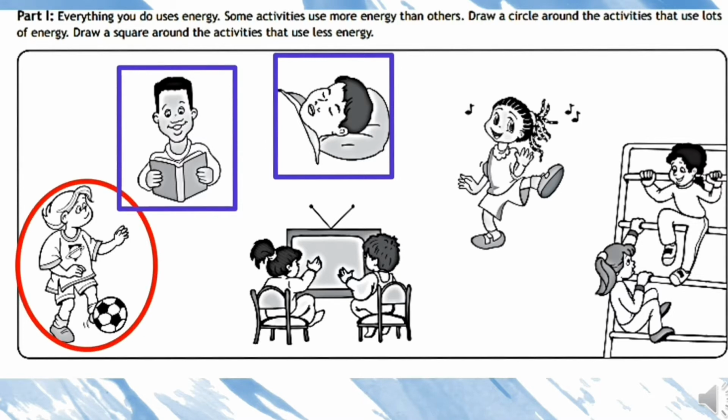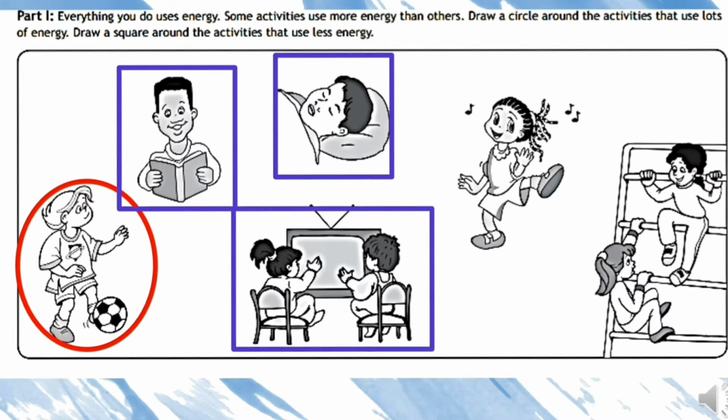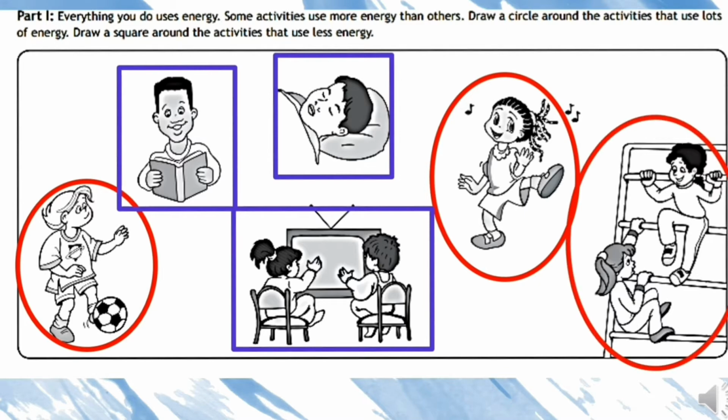Okay. Now, what about the next picture? Yes, because the child is playing over here. He's playing football. You need more energy. What about the two children here in the next picture? They need less energy because they're sitting down and watching TV. What about the next one? You can see singing and dancing. It needs more energy because, yes, it's moving. The person is moving a lot. And the last one, the two kids, they are playing. So, yes, they need more energy.